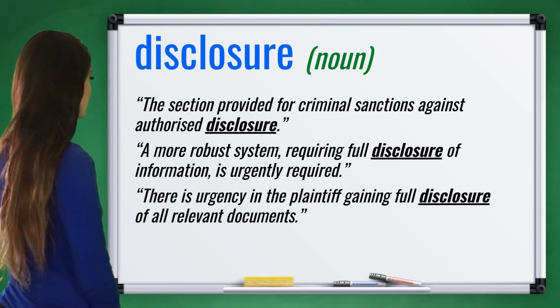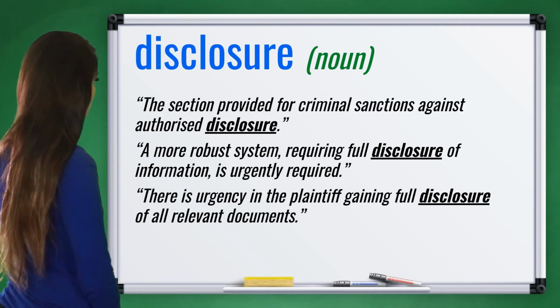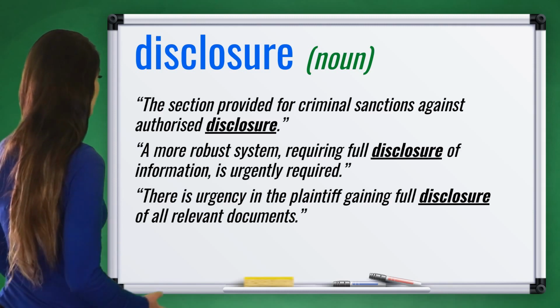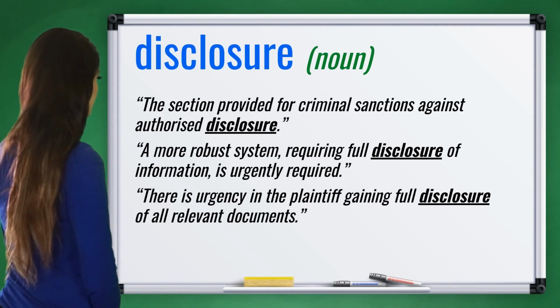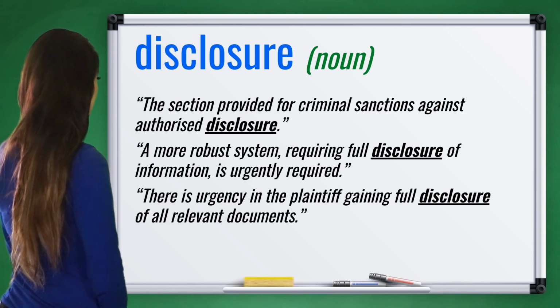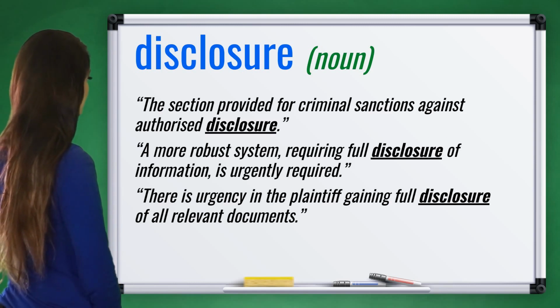The second example. A more robust system, requiring full disclosure of information, is urgently required. Now, repeat after me. A more robust system, requiring full disclosure of information, is urgently required.